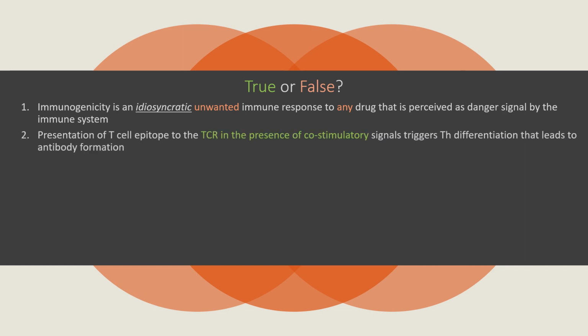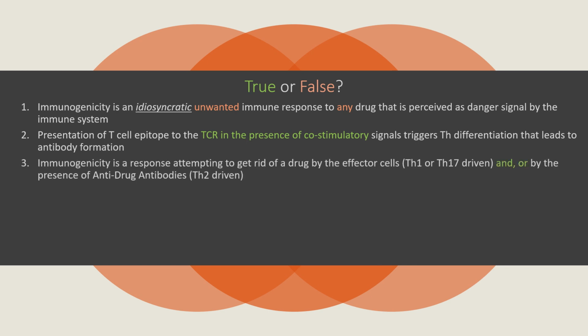Presentation of T cell epitope to the T cell receptor in the presence of co-stimulatory signals triggers Th differentiation that leads to antibody formation. That is true. It is a Th differentiation that leads to a B cell activation and maturation. So without the T cell, the B cell will not be able to produce the mature response in the form of anti-drug antibodies.